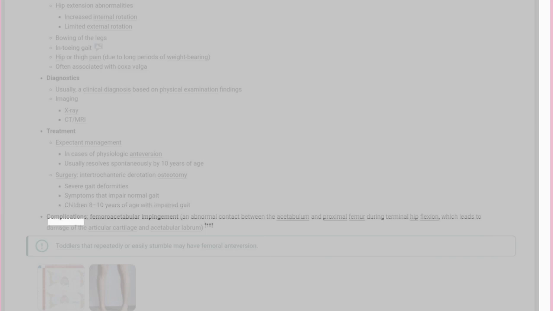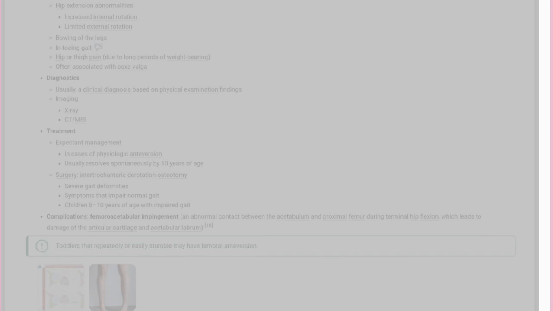Complications: femoroacetabular impingement, an abnormal contact between the acetabulum and proximal femur during terminal hip flexion, which leads to damage of the articular cartilage and acetabular labrum. Toddlers that repeatedly or easily stumble may have femoral anteversion.